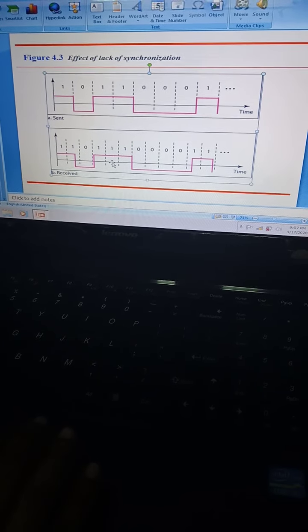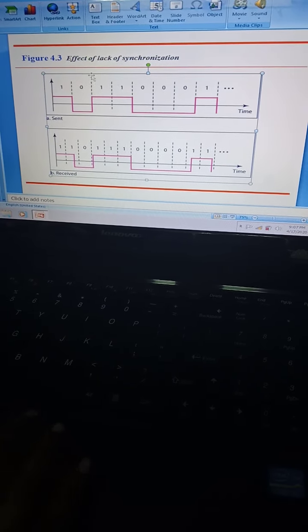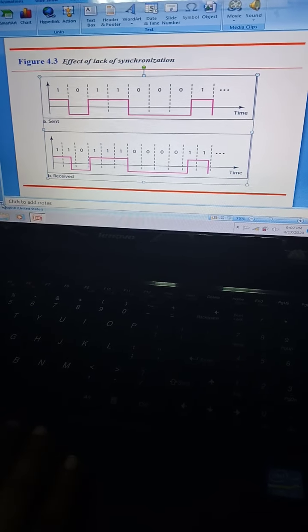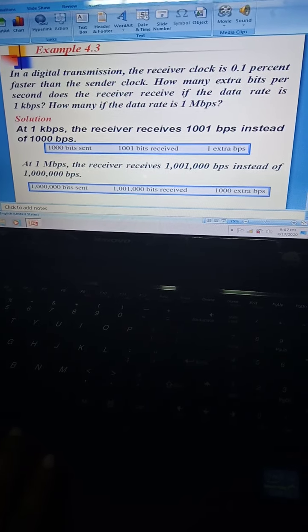Because the sample representation at the sender end may be changed, it may not be equivalent at the receiver end. Automatically, misinterpretation of data will exist. So, we have to use synchronization, that is, equal time intervals for transmission of data.